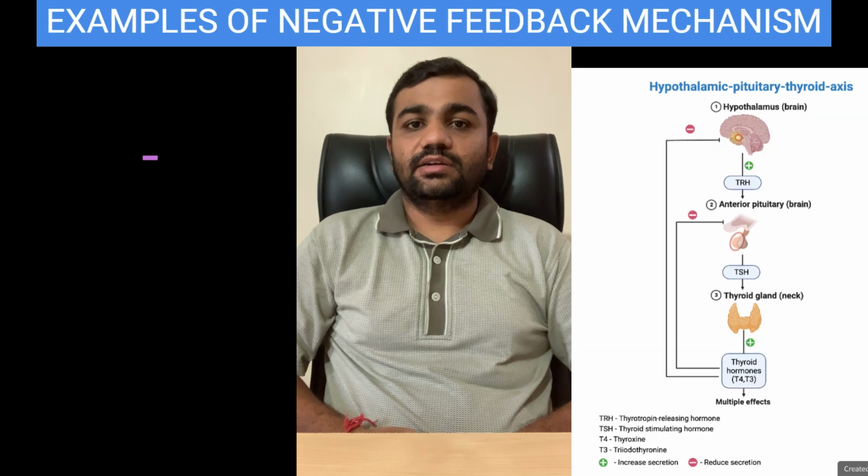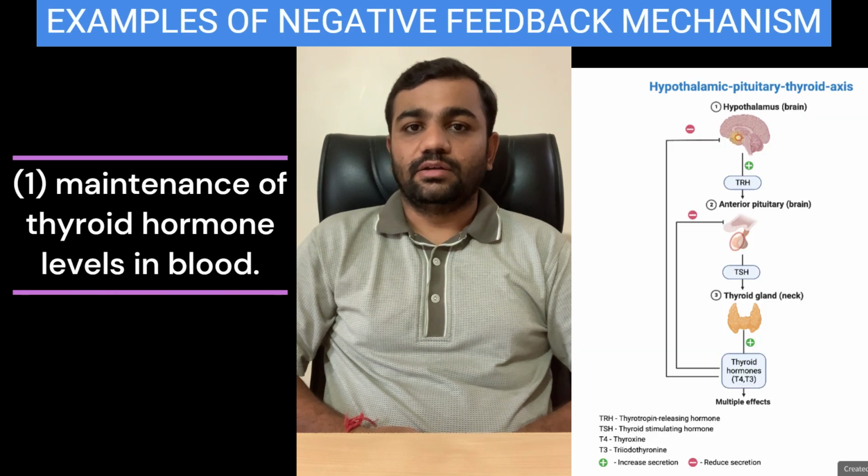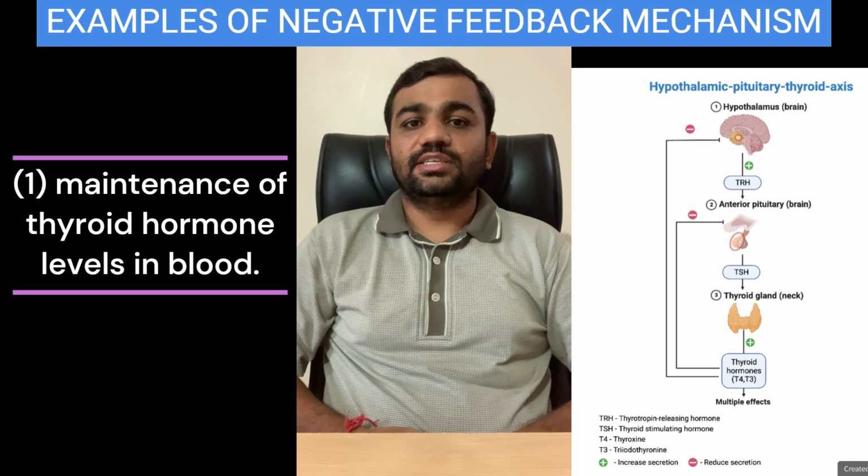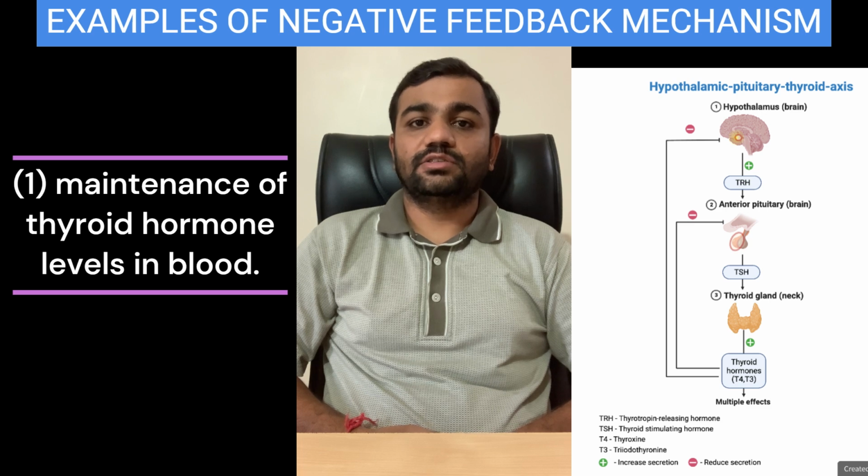First example of negative feedback mechanism is maintenance of thyroid hormone levels in the blood. Thyroid stimulating hormone is released from the pituitary gland, which stimulates the release of thyroxine from the thyroid gland. When the thyroxine level in the blood is increasing, it gives negative feedback to the pituitary gland to decrease the release of thyroid stimulating hormone, which in turn causes a decrease in release of thyroxine from the thyroid gland and brings the thyroxine level in the blood back to normal.